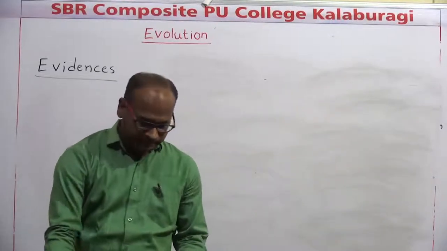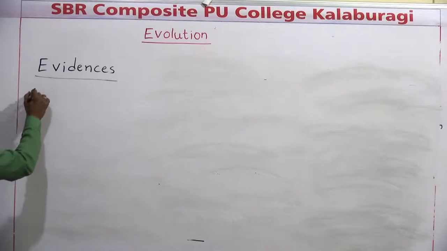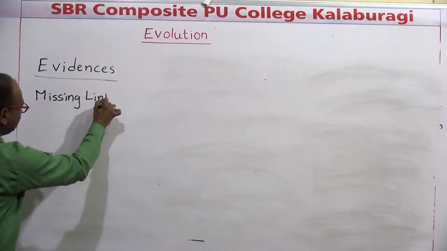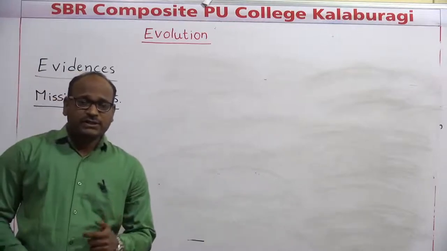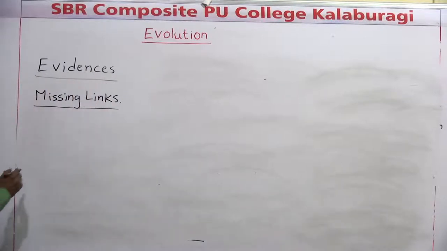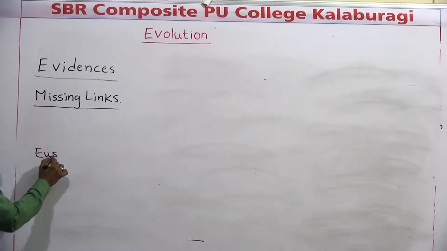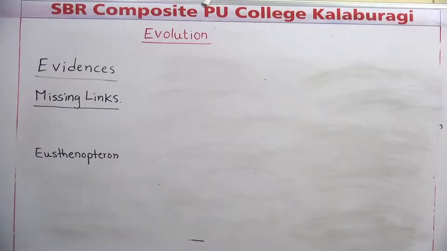Next, evidence. It is a connecting link, the missing links. First, let us take one example of a missing link, then we can easily understand. It is Eusthenopteron. It is a missing link between fishes and amphibians.